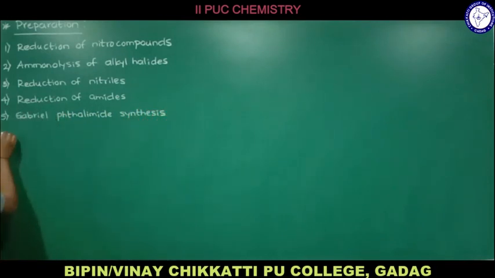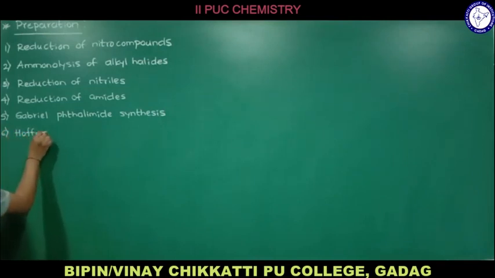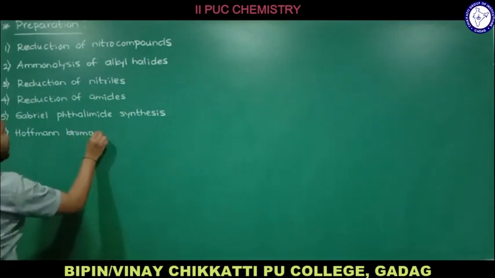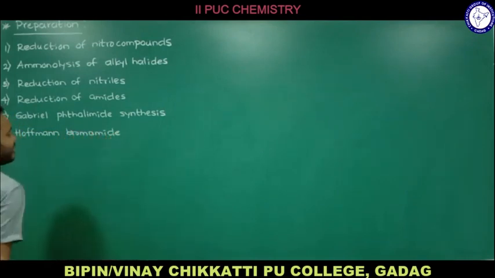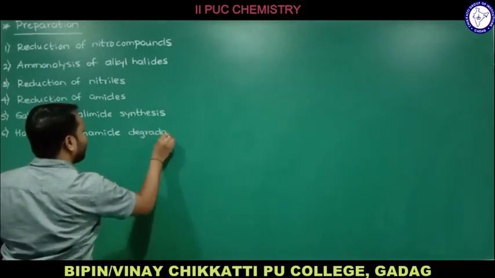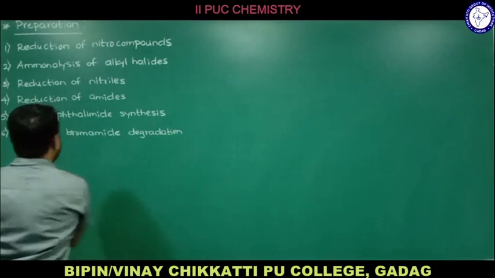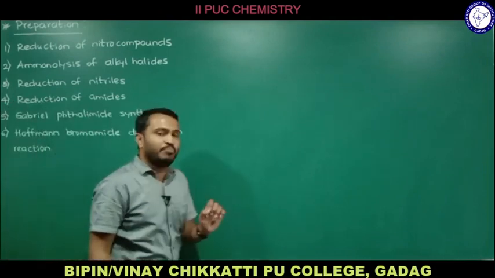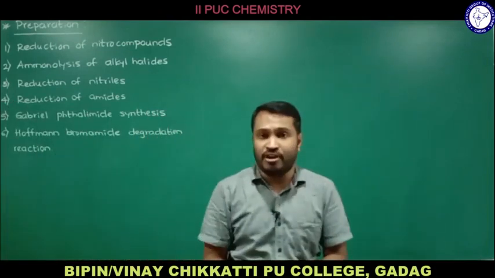Last one, and the sixth one is Hofmann bromamide degradation reaction. So we have totally 6 different methods for the preparation of amines.